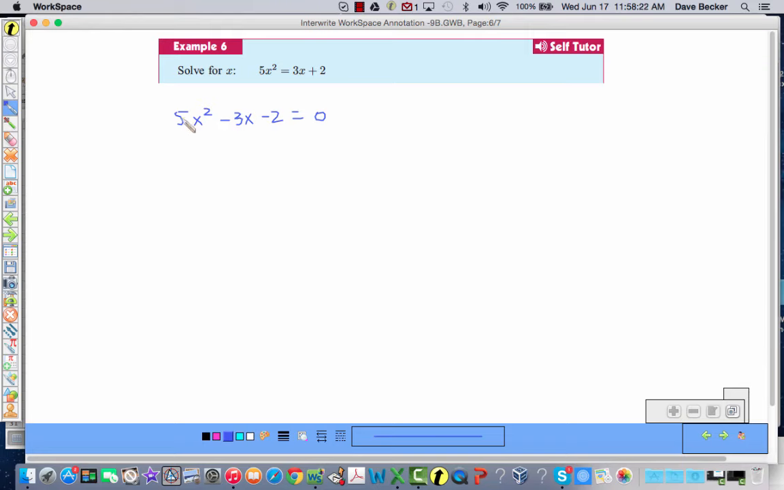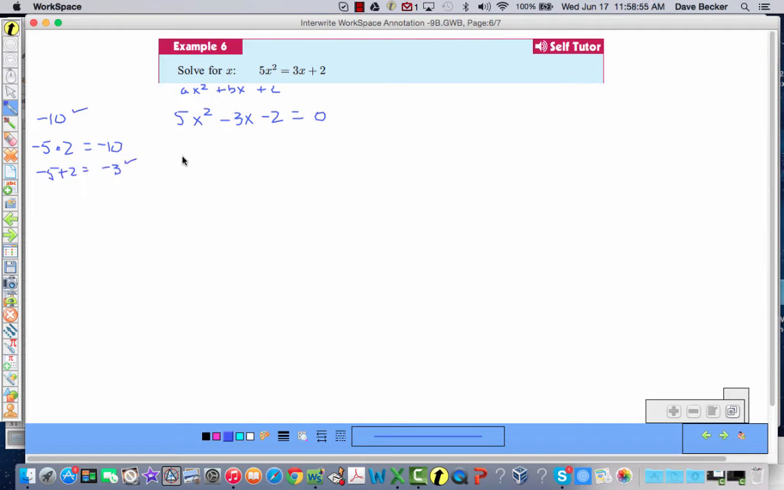So to split the middle term, I take my a times my c, because we're in the form ax squared plus bx plus c here. So a times c would be 5 times negative 2, which is negative 10. So I need factors of negative 10 that combine to give me a negative 3. Well, how about negative 5 times 2? That gives me negative 10. And then negative 5 plus 2 equals negative 3. So that hits both of my requirements.